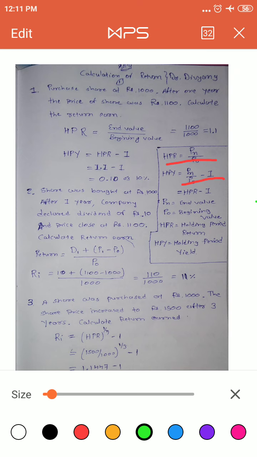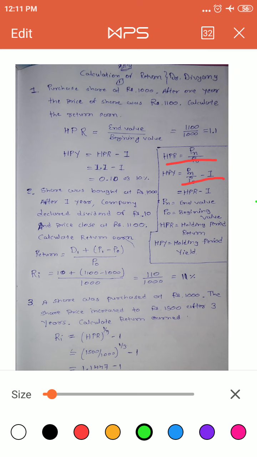Now this 1.1 is also considered as a times. It means if you invested 1 rupee, it is converted into 1 rupee 10 paisa. If you invested 100 rupees, it comes to 110. So that is the times. But return is always calculated as a percentage, so for that we need to calculate HPY, the holding period yield.